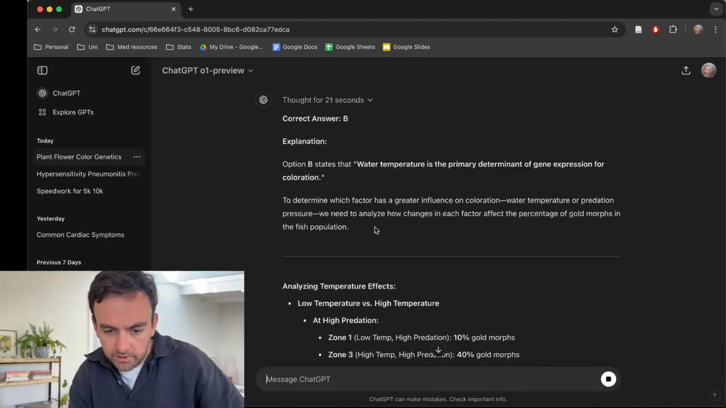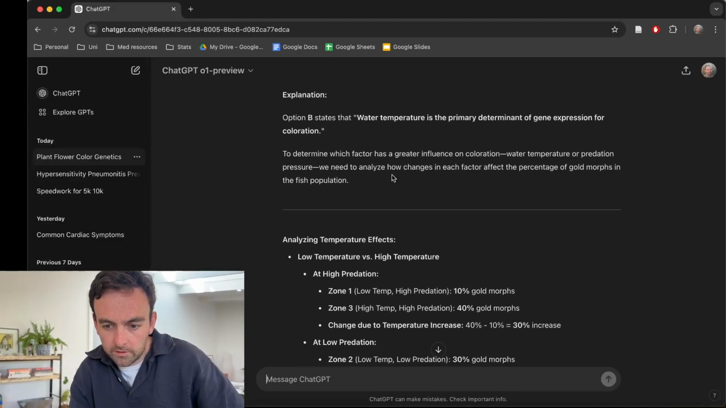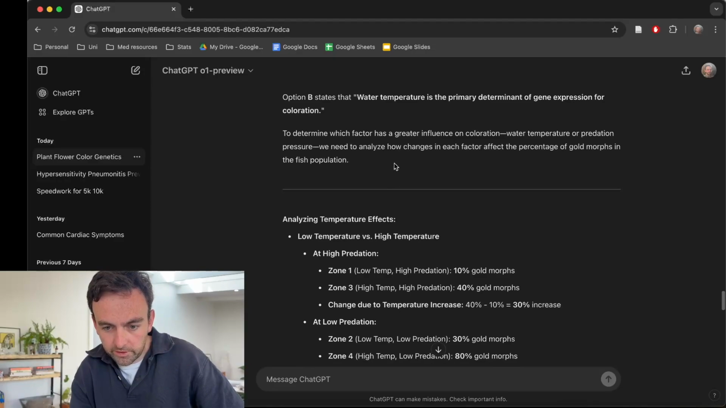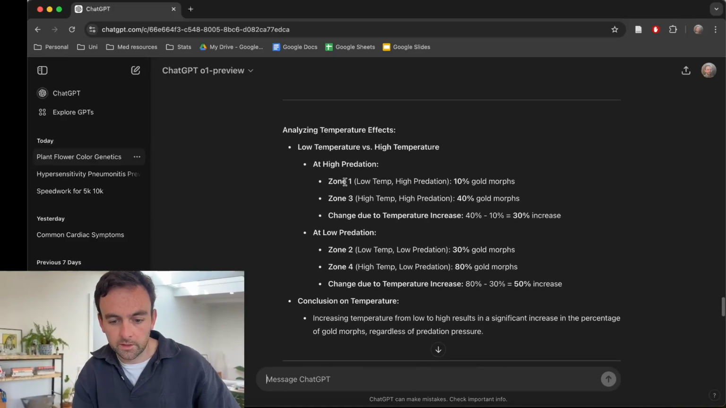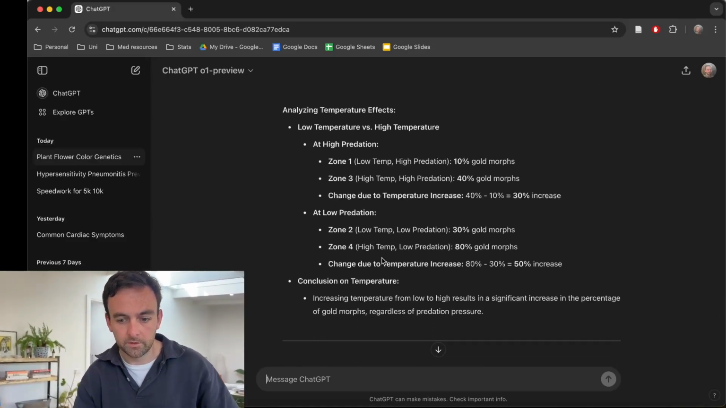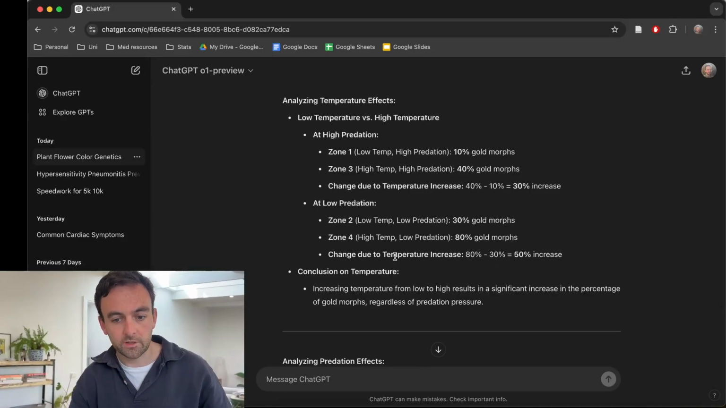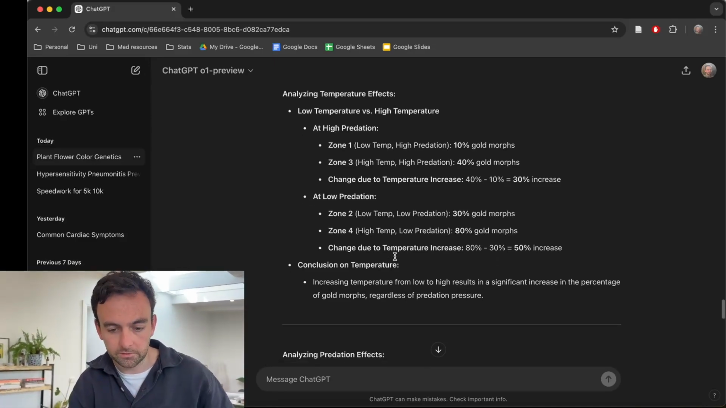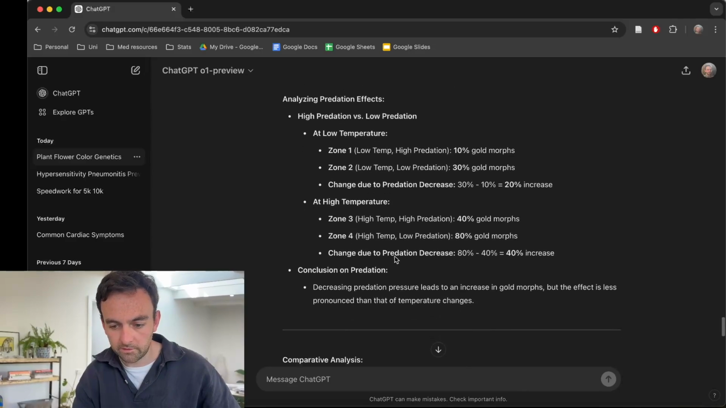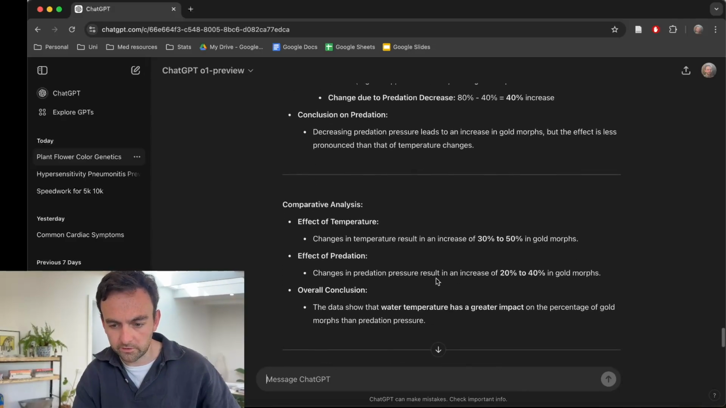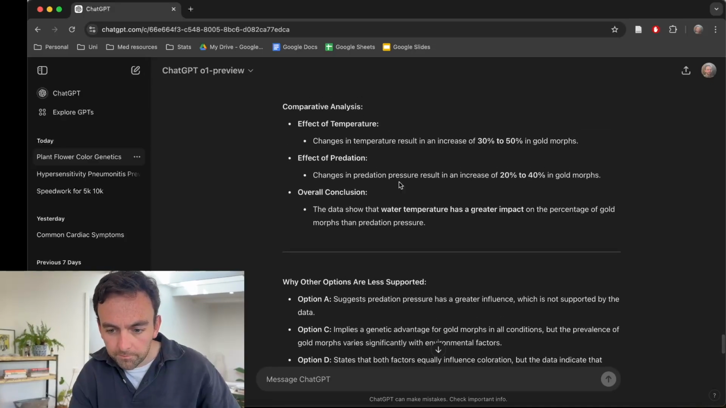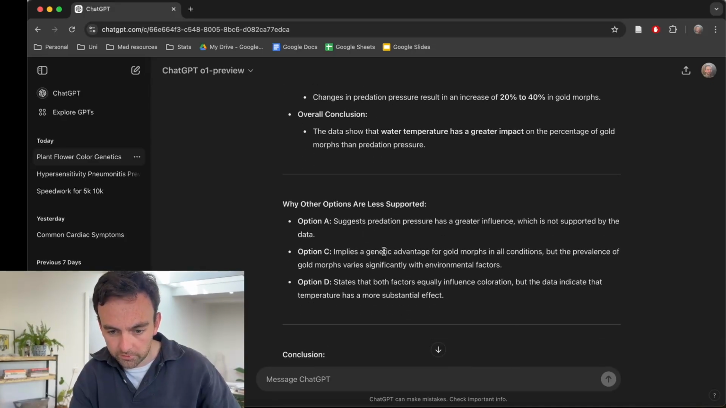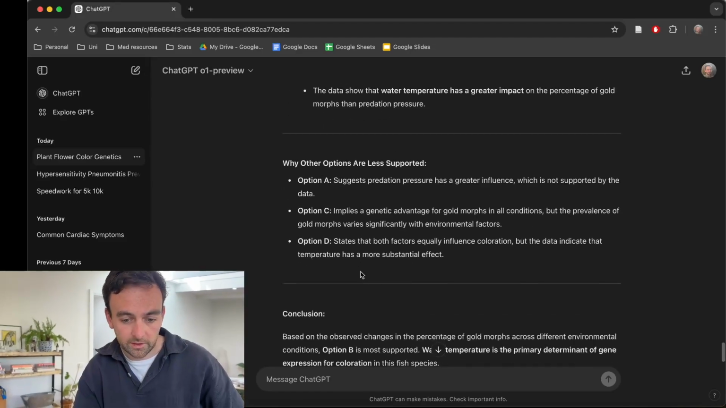So water temperature, and it looks like they looked at it the same way. To determine which one has a greater effect, they need to analyze the change in each. So they've basically just done that. They've done very similar to what I did, just compare across different conditions and then determine the increase on it. So it looks like they've gone through quite a similar process, but then they've also said why the other options are less supported.